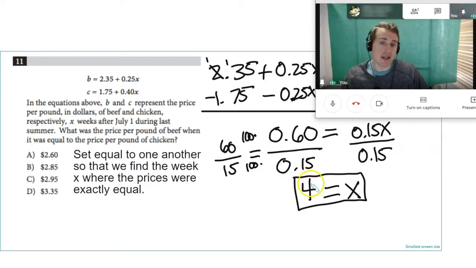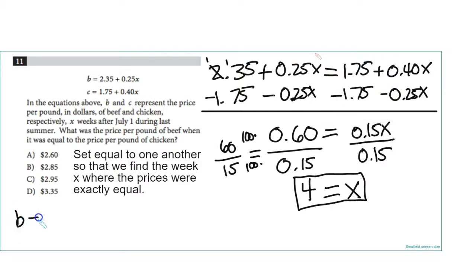So it's 4 weeks after July 1st. Now, that's not the answer because they're looking for the price of a pound of beef. Well, what was the price then? How can we actually find the price of a pound of beef at that moment? Put 4 in for x. Yeah, that looks good. So B should be 2.35 plus 0.25 times 4 for x.